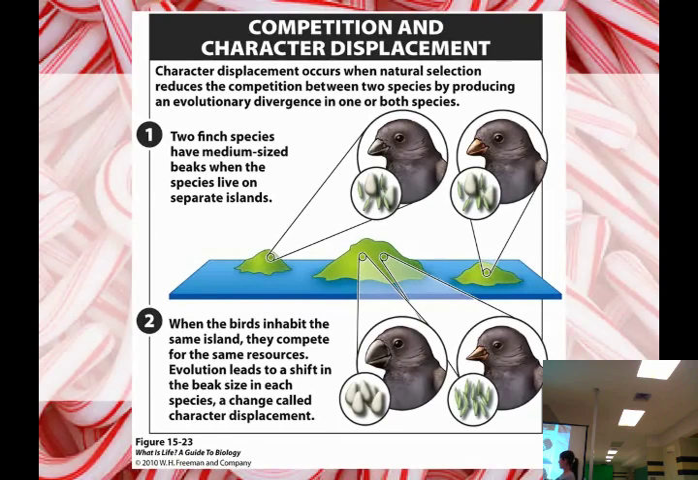And so when this happens, we have a shift in evolution, and this change is called character displacement. Character being the characteristics or the traits. So the different characteristic here, they both look approximately the same, but they have different characteristic beaks. And so this one is going to go for the larger seeds. This one goes for the smaller seeds. So displacement means that they are going for different things.